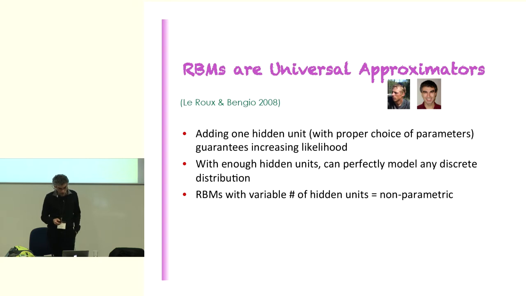You can also show that RBMs are universal approximators in the sense that if you have enough hidden units, you can represent any joint distribution on the inputs. It's still a shallow model, but like many other shallow models, it can represent any distribution if you give it enough capacity. But we'll use it as a stepping stone to build deeper things.